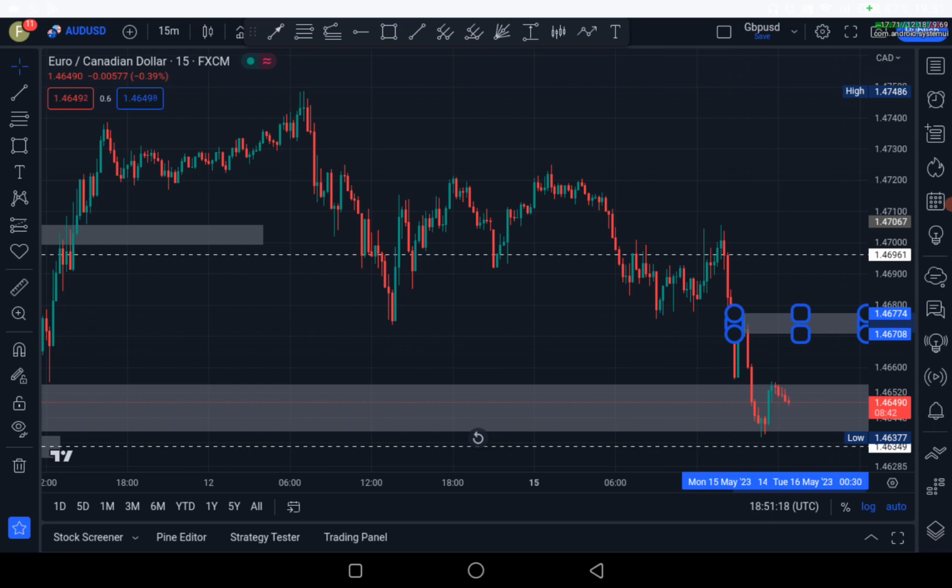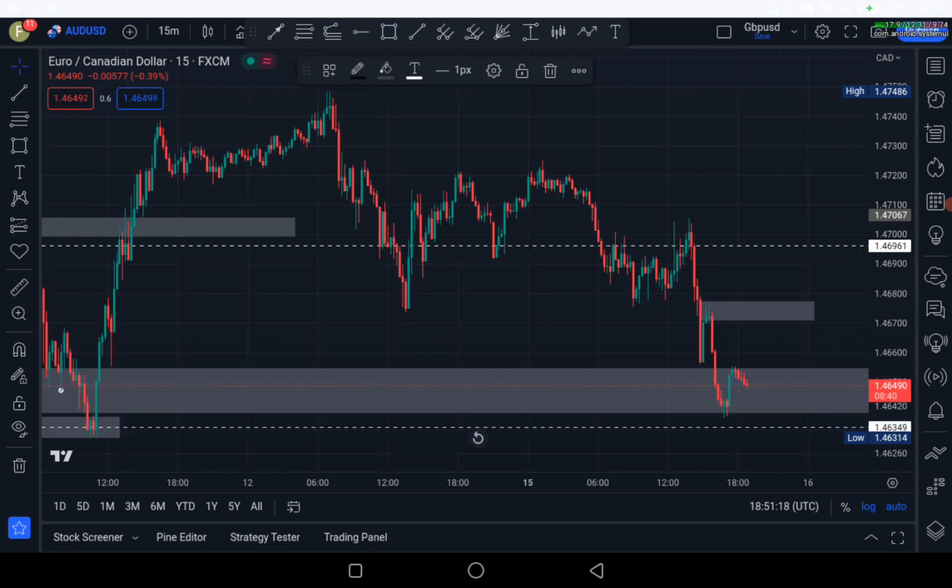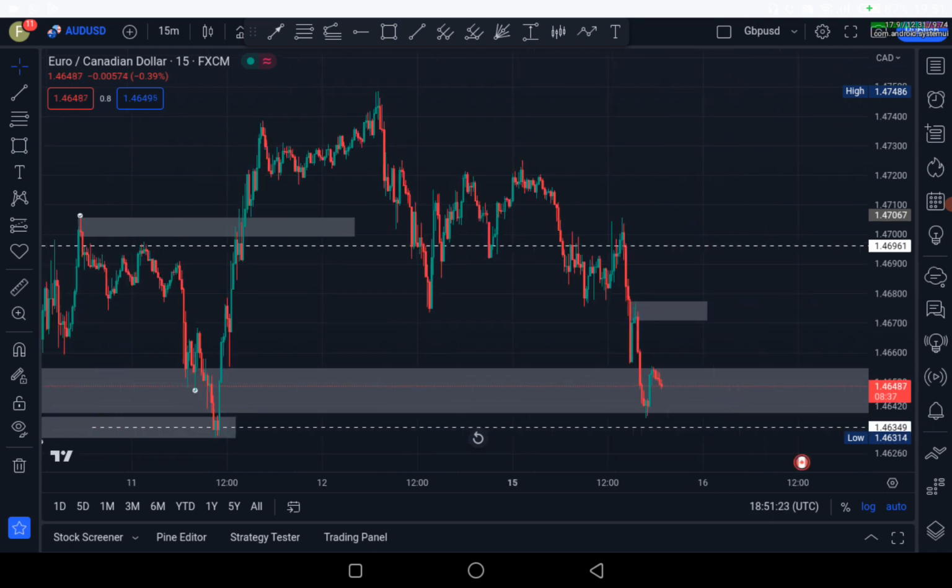Right now it's already on my zone. Since morning I put an order around here which is already deleted. It was not filled because of the spread, but my order was around 1.46389, but it wasn't filled because of the spread issue. And anything after 4, I take away my orders.